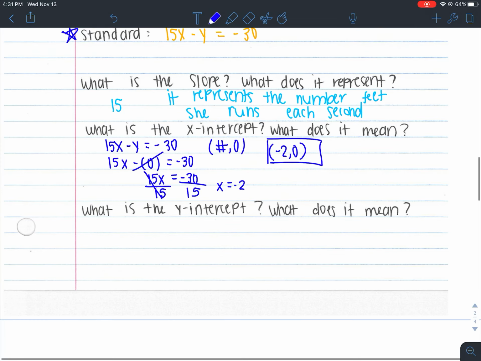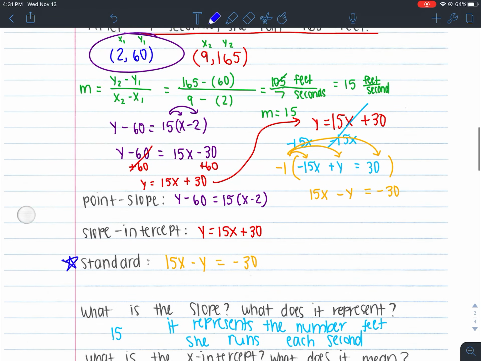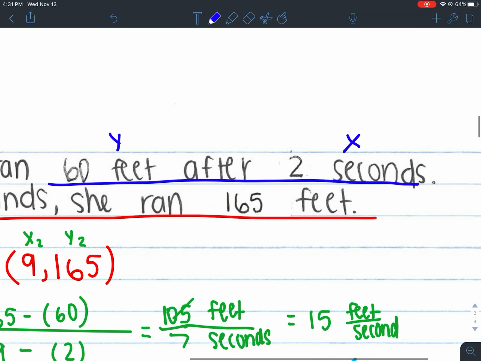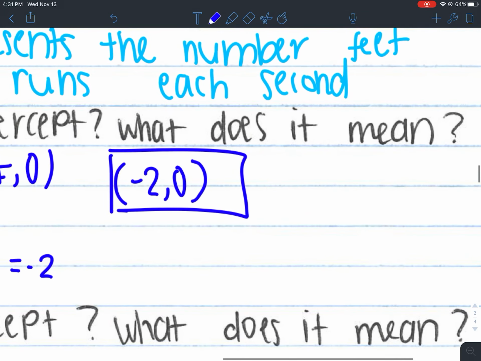So we have to go back to the very beginning to talk about what it means, because we have to figure out what x represents and what y represents. Well, x represents the seconds, and y represents the feet. So it's saying that at negative 2 seconds, you're at 0 feet, which doesn't really make any sense because you can't have negative seconds, right? You can't have negative time. So what does it really mean? There's no real meaning here.